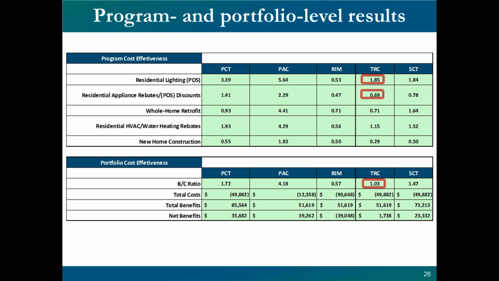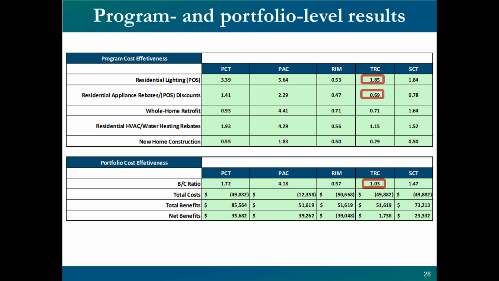You'll see this reflected in the TRC of these programs. The residential lighting is coming across as more cost effective. So you'll have a TRC of 1.85. Whereas in this case, the residential appliance, given the higher cost but not sufficiently higher savings, is not showing as cost effective in the TRC.